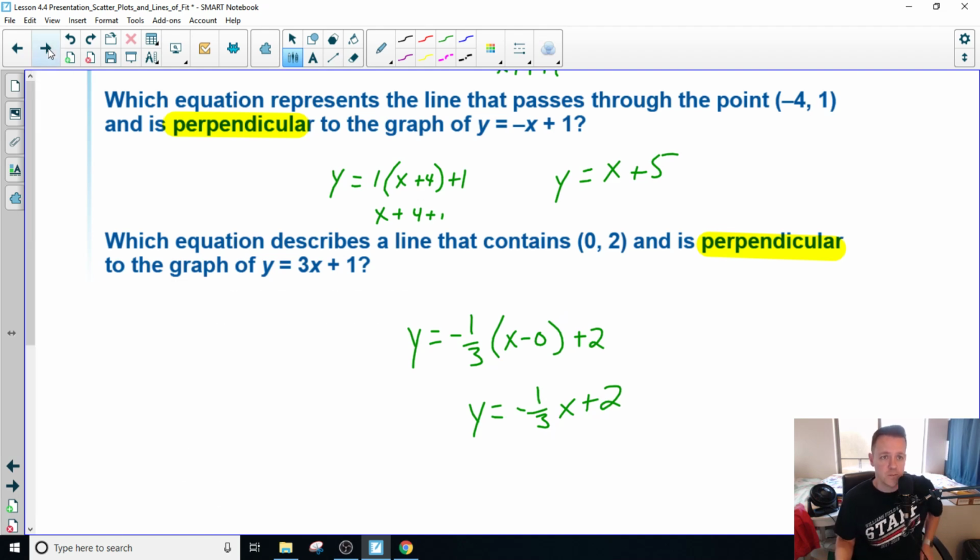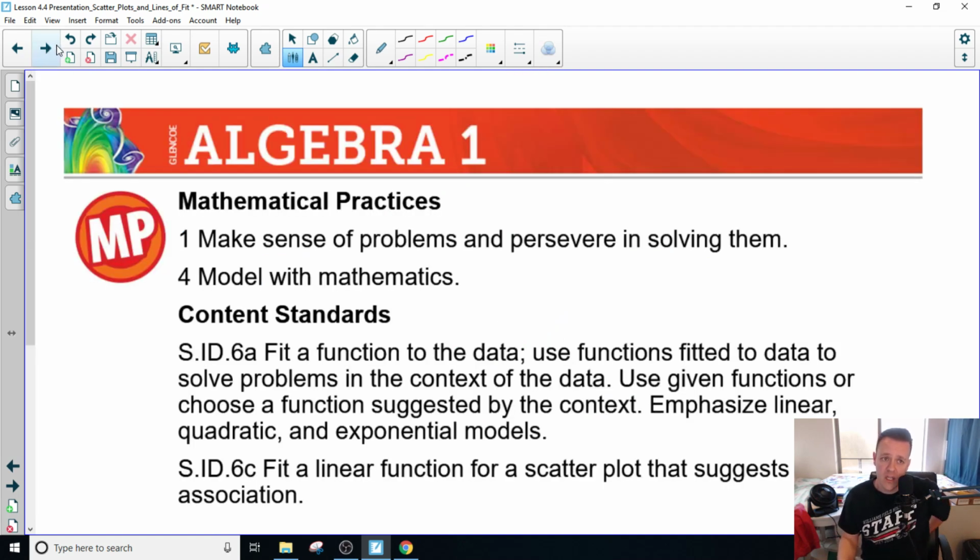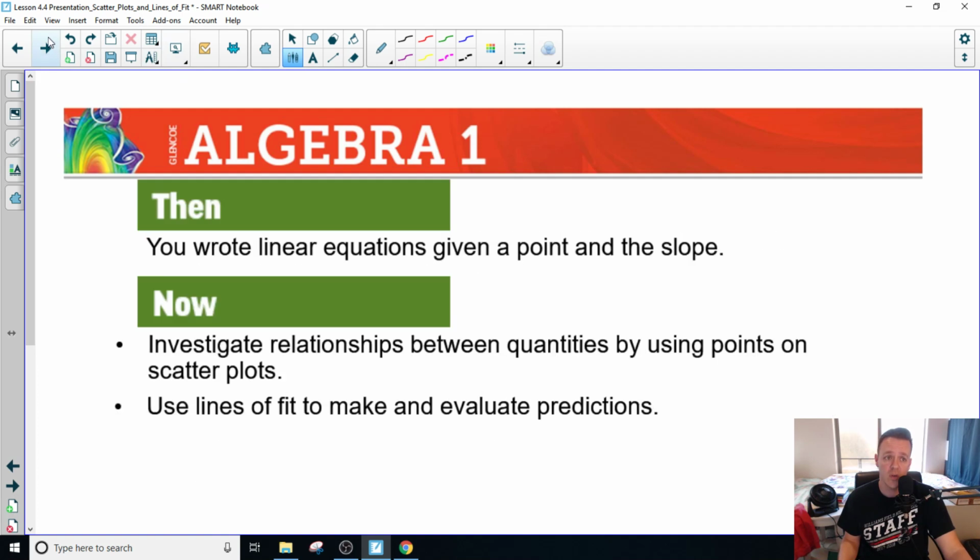Pretty simple stuff. So today we're going to be talking about scatter plots and lines of fit. I want you guys to please make sure your books are open at 247. I have my book on a little stand over here. And then when you get to 247, follow along to see if you guys have any questions. We're going to be doing a lot of modeling, and we're going to actually be drawing and creating linear functions and linear equations using just scatter plots.